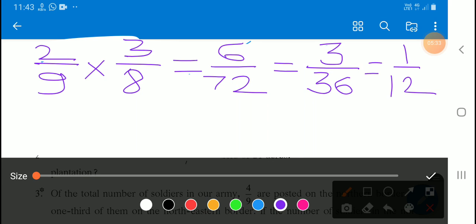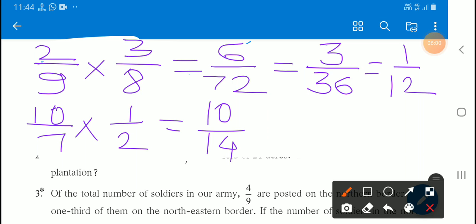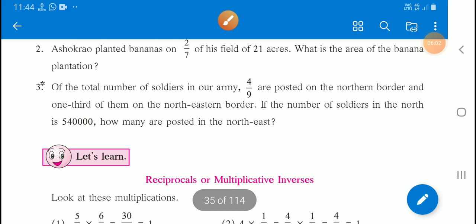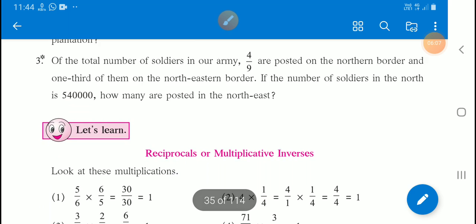Okay, one more example I will write: 10 upon 7 multiplied by 1 upon 2. 10 ones are 10, 7 twos are 14. Okay, these are the examples of multiplication of fractions. Now we'll see the reciprocal or multiplicative inverse. By using this method you have to solve practice set 12, just 4 examples.